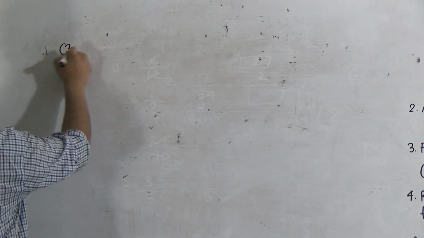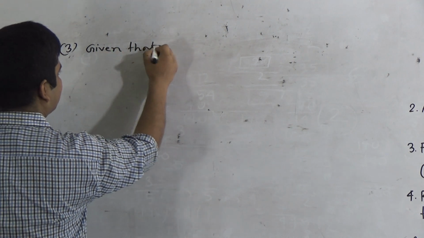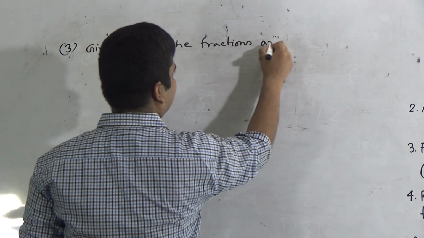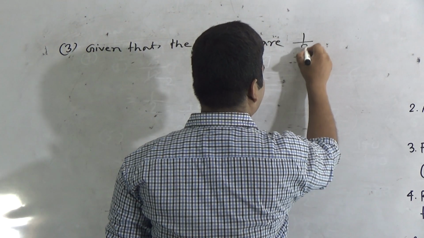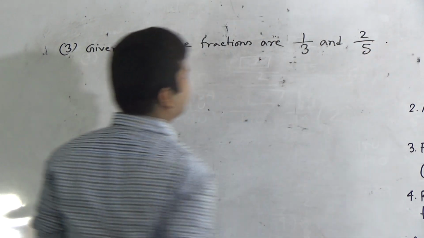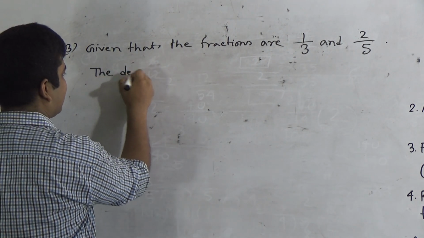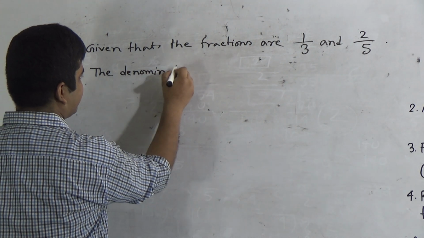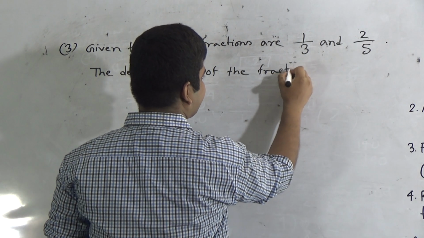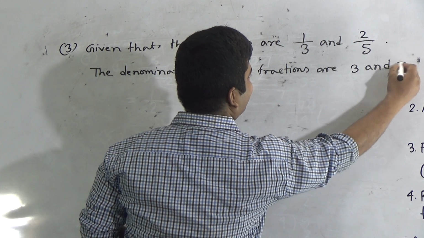Here, first of all, we write the fractions given, that the fractions are 1 by 3 and 2 by 5. So, first of all, we find the denominators of the fractions. The denominators of the fractions are 3 and 5.